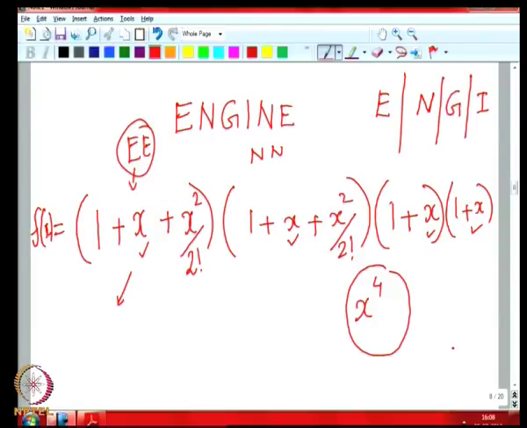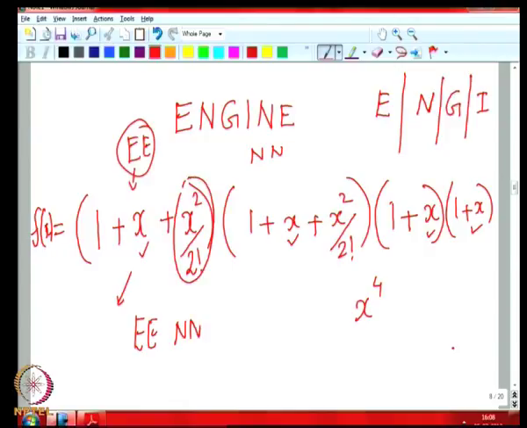So, all the possibilities of making x raised to 4 correspond to how you select the letters from this thing. Now we also have to incorporate the fact that we have to permute them, right. So that is what we are looking for. For instance, let us look at one selection. 2 E's are selected, that means this term comes from here, and 2 N's are selected, that means this term comes from here, and here it is a 0, 0 I's and 0 G's from here, so 2 E's and 2 N's.